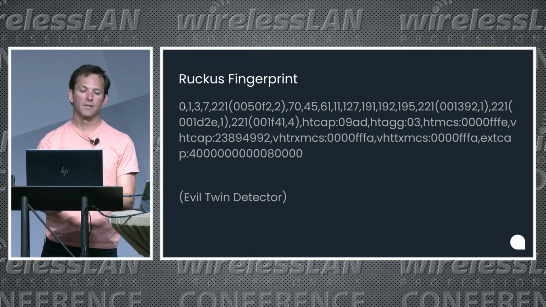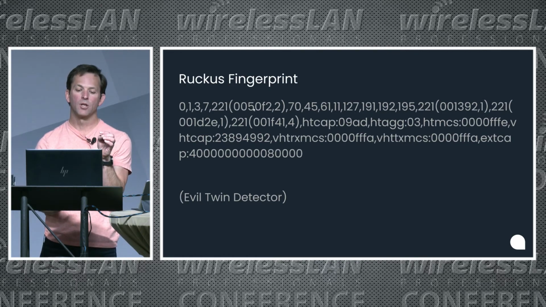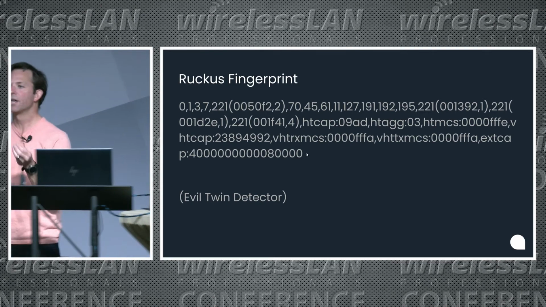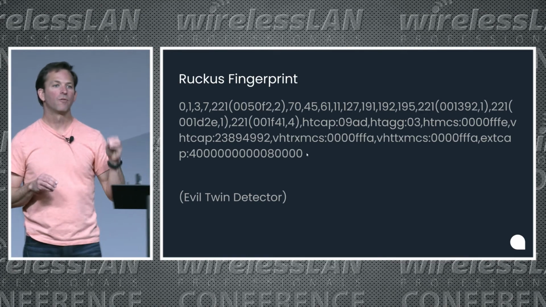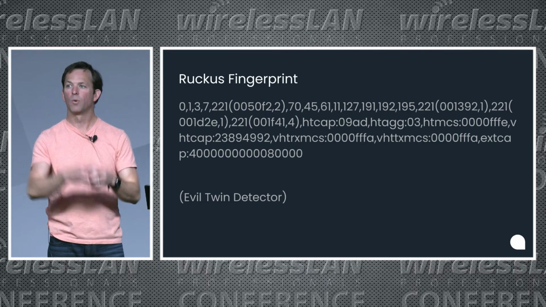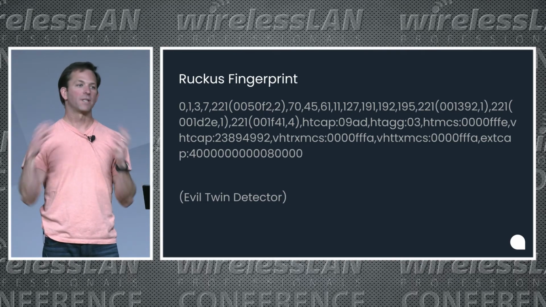And what this basically is, this is information element 0, 1, 3, 7, and then 221. 221 is the vendor information element. And so then you put the vendor OUI and I think it's the tag value. And so this is a unique value for that information element. And then you have the capabilities for HT. There's like VHT capabilities and stuff in here. And so with this, whenever we get a beacon from that AP model, we know what it is. And this provides extra context.